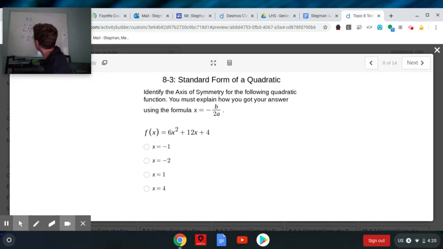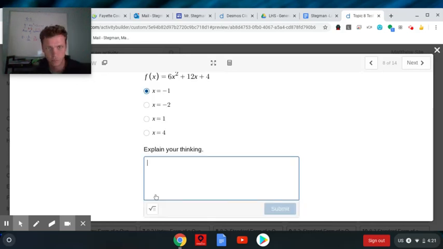We're going to say negative 12 divided by 2 times 6. That's negative 12 divided by 12. Negative 12 divided by 12 is negative 1. And this says you must explain how you got your answer. So I'm going to click negative 1. Explain your thinking.